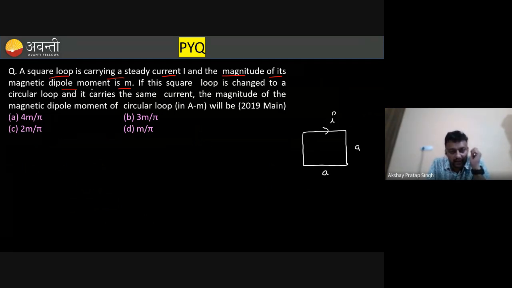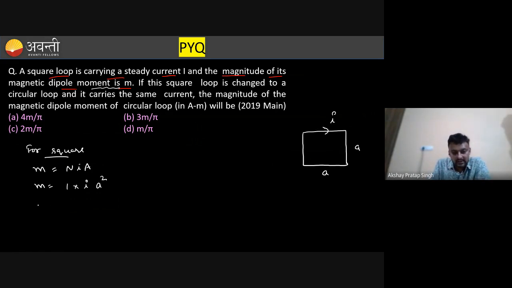Now, its magnetic moment is given as M. What is magnetic moment? Everybody knows that magnetic moment is NIA. So for the square, magnetic moment equals NIA, and it is given as M. There are no turns, only a single loop, so N is one. Current is I. What is the area of this loop? This is a square loop, so the area will be A squared. So you can say that M is equal to I into A squared. Let it be equation number 1.